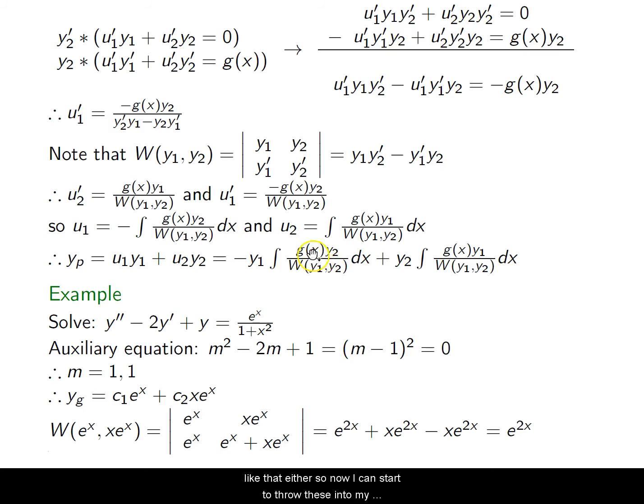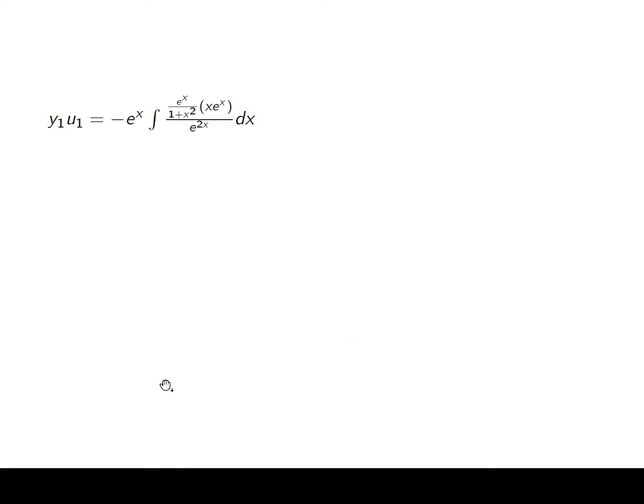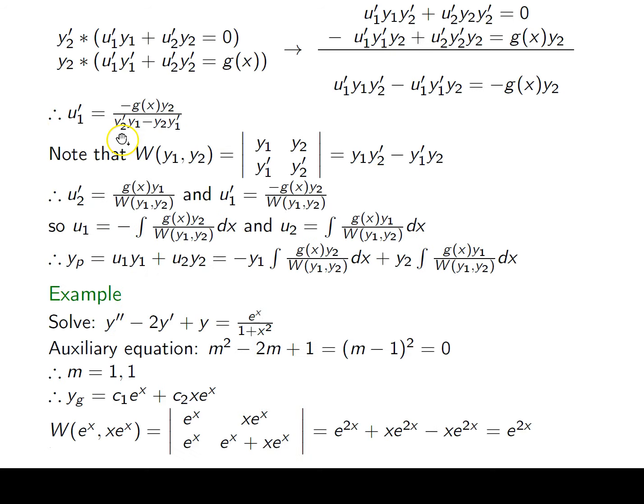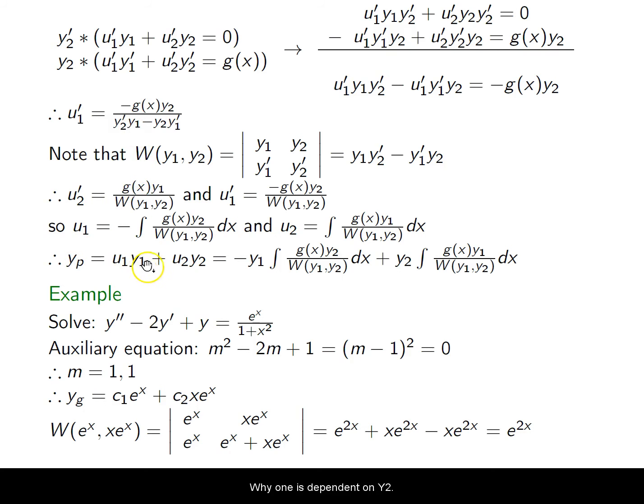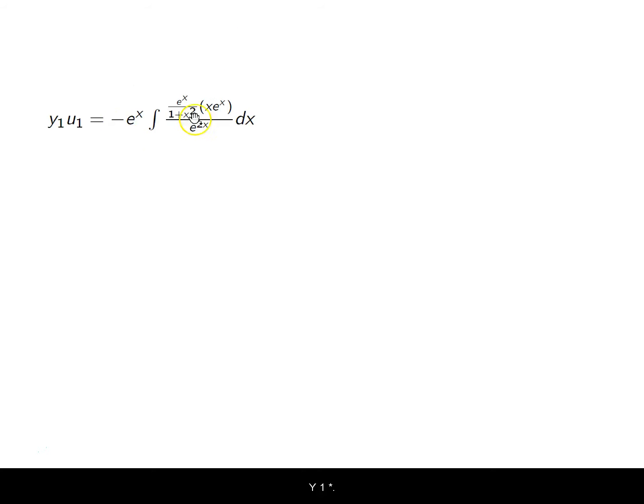So now I can start to throw these into my equations for my particular solution, since I already have my general. The first one is y1 u1. That whole first portion, u1 y1, is y1 times the u1. I need this whole thing and I need this whole thing. When I throw it in, y1 is dependent on y2, so y1 times the Wronskian times g of x times y2.